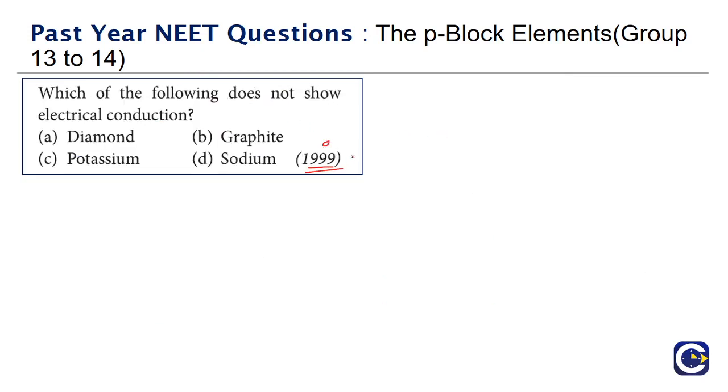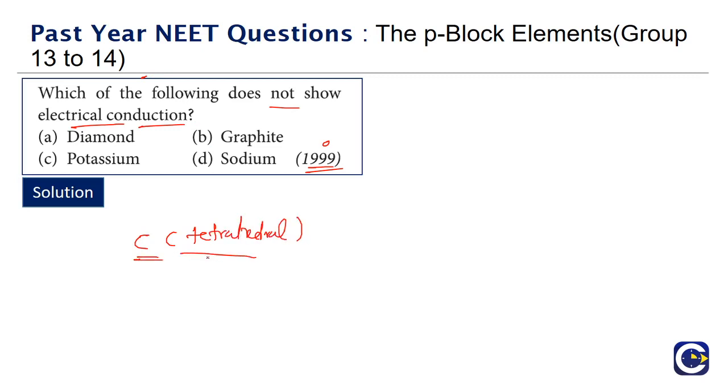Next, we have a question that has come in the year 1999. Which of the following does not have electrical conduction? Diamond has carbon atoms arranged in a tetrahedral manner, where each carbon is bonded to 4 other carbons, and there are no free or mobile electrons. That's the reason why diamond will not be able to conduct current.